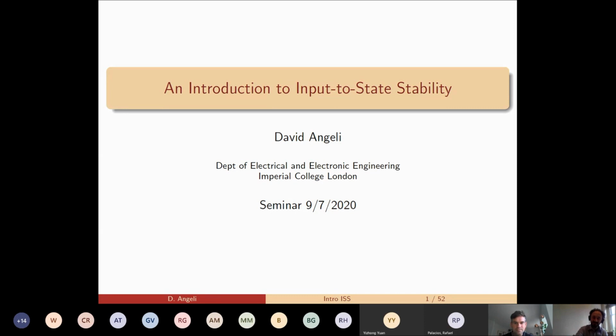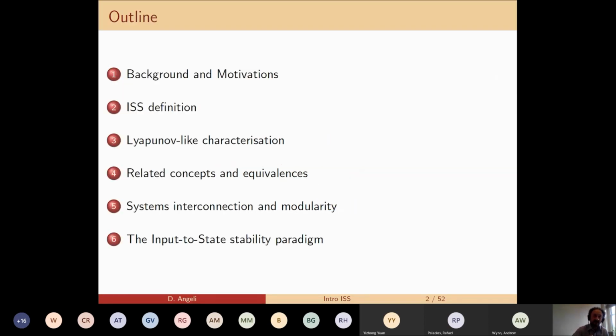Introduction to input-to-state stability. This is a topic I've been working on for many years now. Not always, not full-time really, but yes, I've developed quite a bit of experience in this topic in the past really 20 years now. So let me start. I will first of all explain some background on stability.